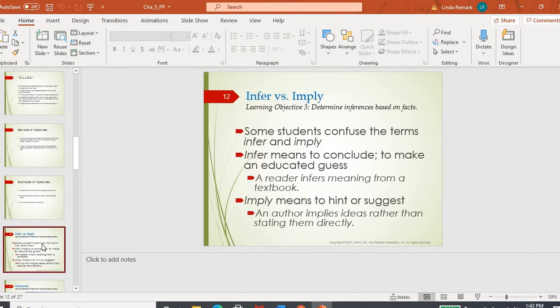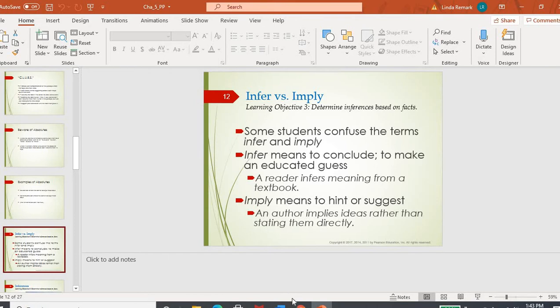So again, we're talking about making inferences. We have these two words that are sometimes used interchangeably and they are different: infer and imply. Infer means to conclude or make an educated guess. Imply means to hint or suggest.